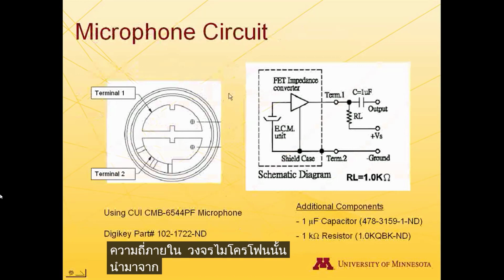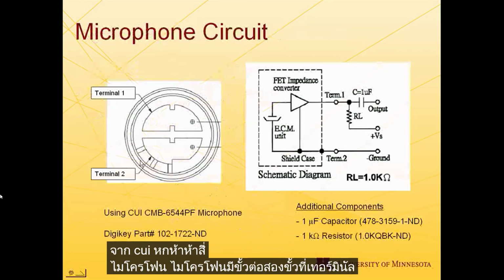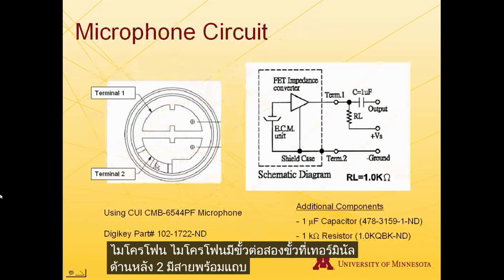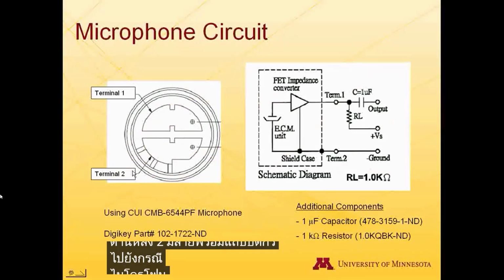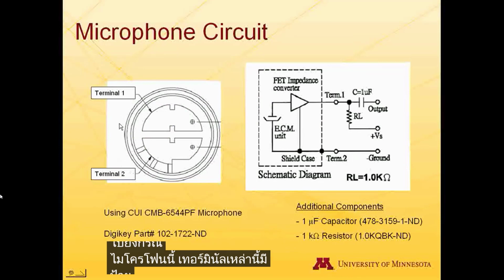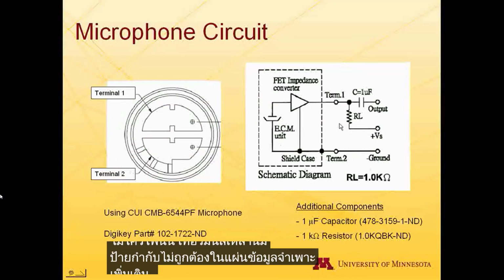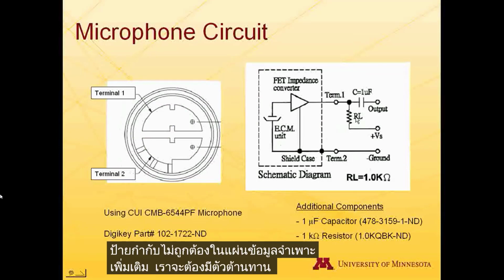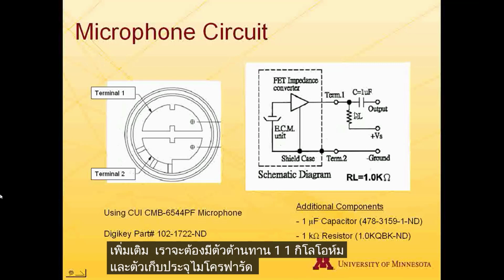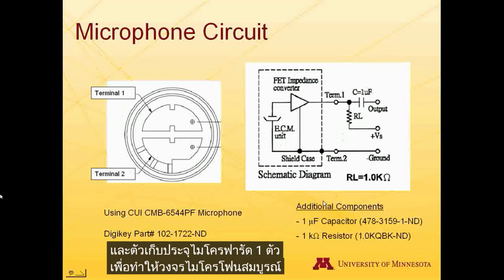The microphone circuit is taken from the spec sheet from the CUI 6554 microphone. The microphone has two terminals on the back side. Terminal 2 is wired with solder tabs to the case of the microphone. These terminals were labeled incorrectly in the spec sheet. In addition, we'll need a 1 kilo ohm resistor and a 1 microfarad capacitor to complete the microphone circuit.